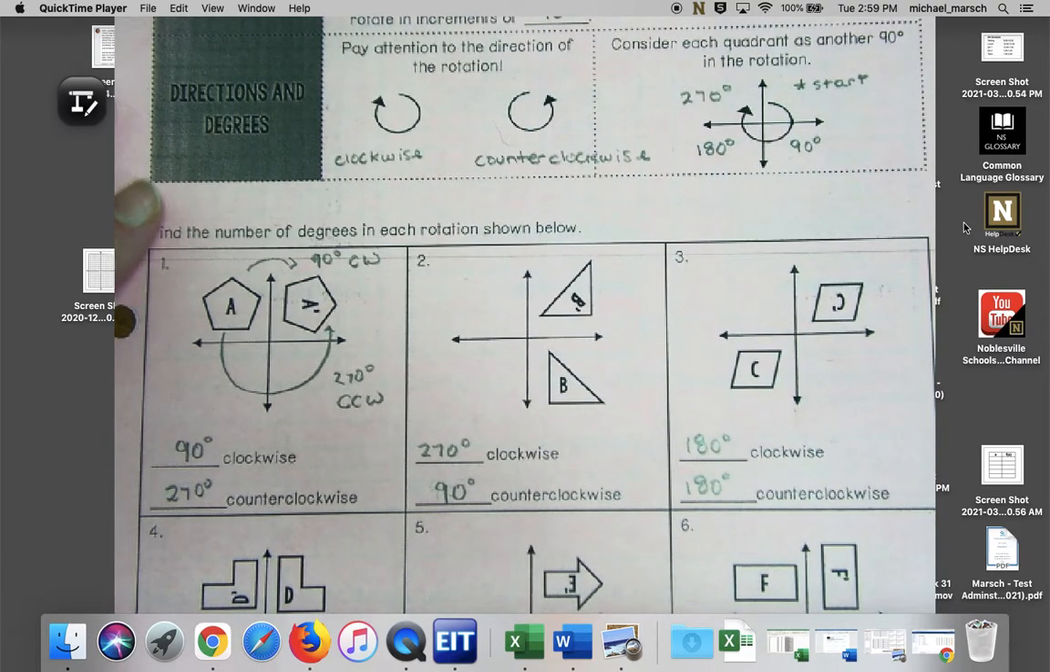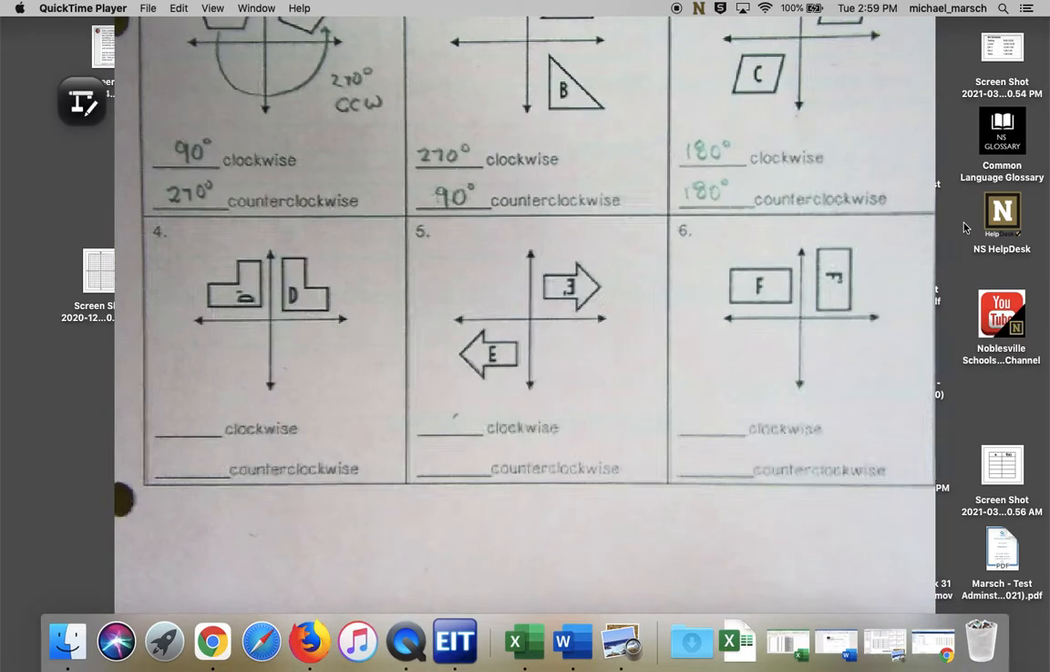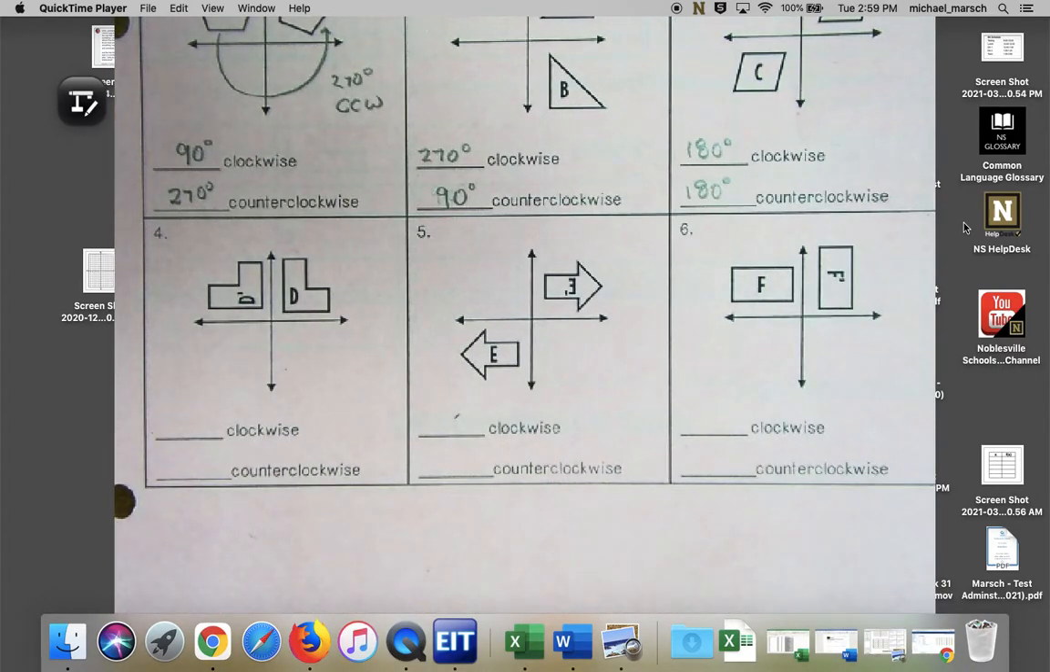All right, try 4, 5, and 6 by yourselves. I'm going to freeze the screen. Our at-home viewers will still be able to see what I'm doing, but you guys won't.